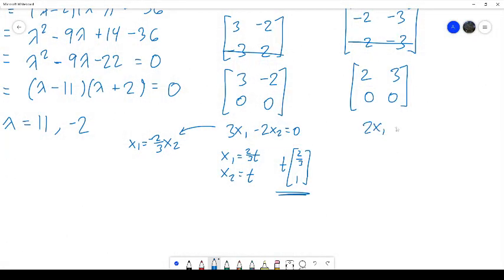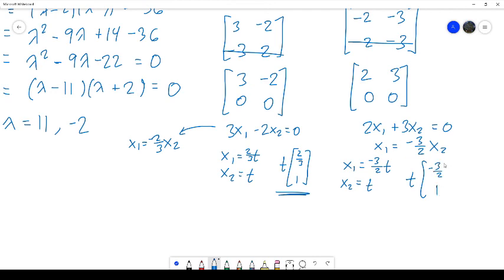So this gives us 2x1 plus 3x2 equals 0. So that means x1 equals, no, this one will be dividing by the 2, negative 3/2 x2. So if x2 is t, x1 is negative 3/2 t, which we can write as t times the vector negative 3/2, 1, which can be our basis for the second eigenspace. So now we have the basis of each of these eigenspaces.